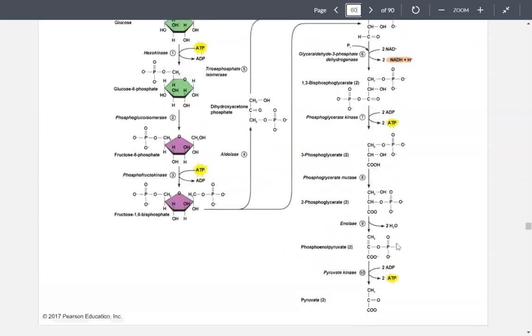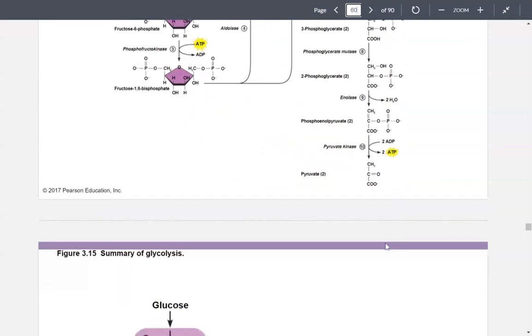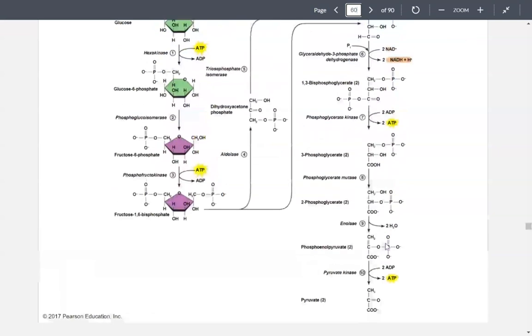Do you need to memorize every single step? Not for this class. If you happen to take a biochemistry class, you will have to memorize the major steps and the major enzymes involved. But glycolysis, 2 ATP and 2 pyruvates are created from 1 glucose molecule, no oxygen necessary.